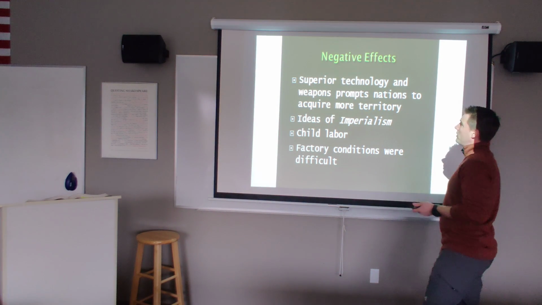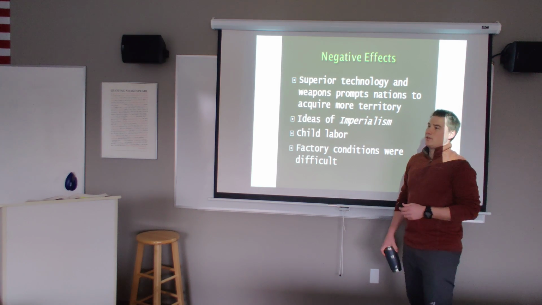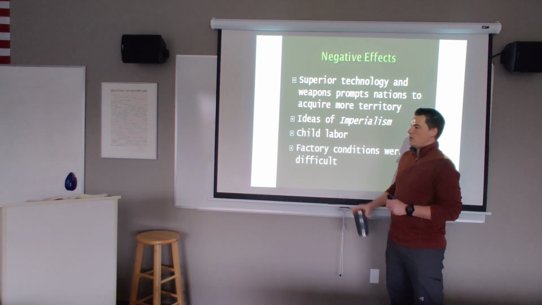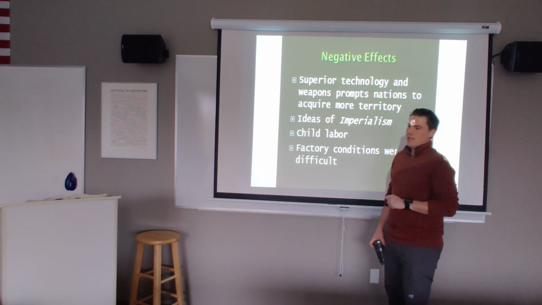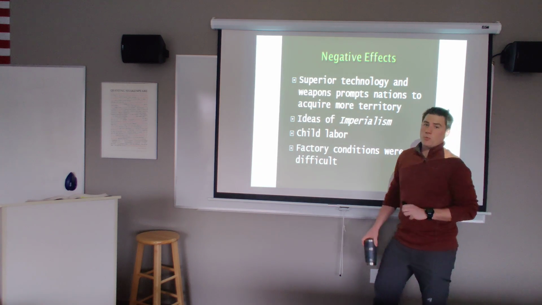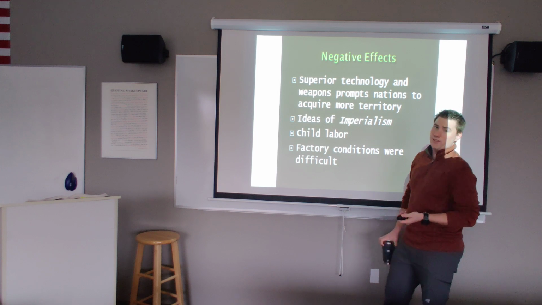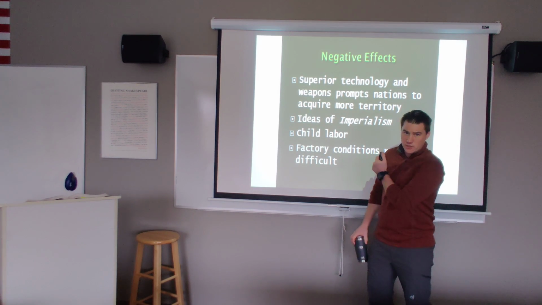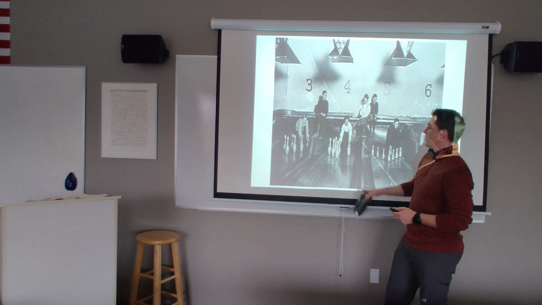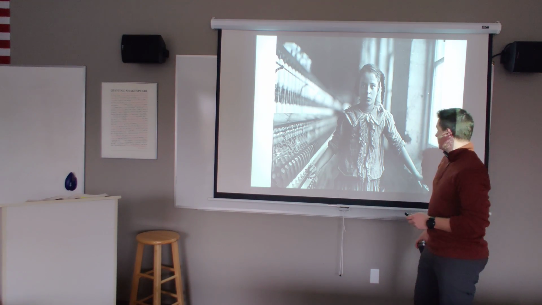Some of the negative effects: superior technology and weapons prompts nations to acquire more territory. All right. Those with weapons start taking over. We're gonna see some trends with that. Ideas of imperialism start getting just driven into Europeans' minds about superiority. And so that does not help the racial ideas there. Child labor, as we've been talking about, and the factory conditions. So all negative effects there. You can straight maneuver these right into your assignment. Okay? Look at these kids working at a bowling alley, setting up the bowling pins. Look at this girl working at the looms.